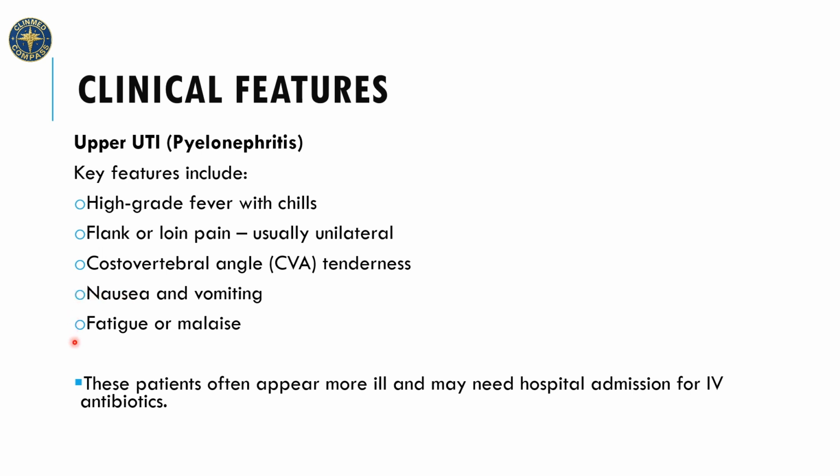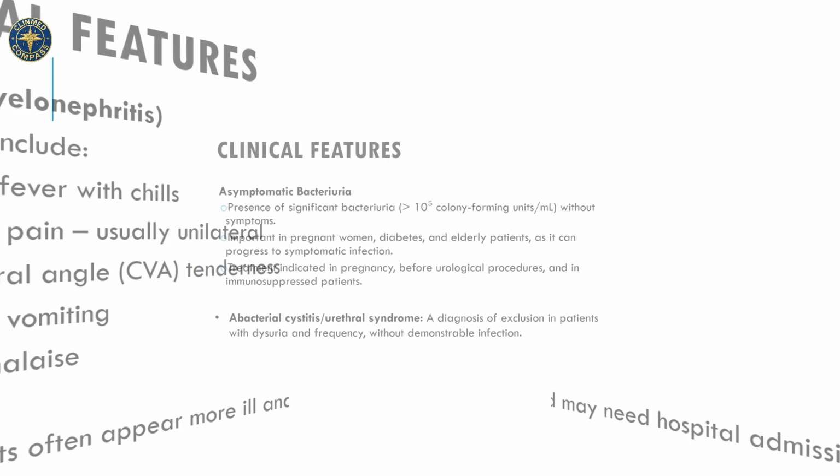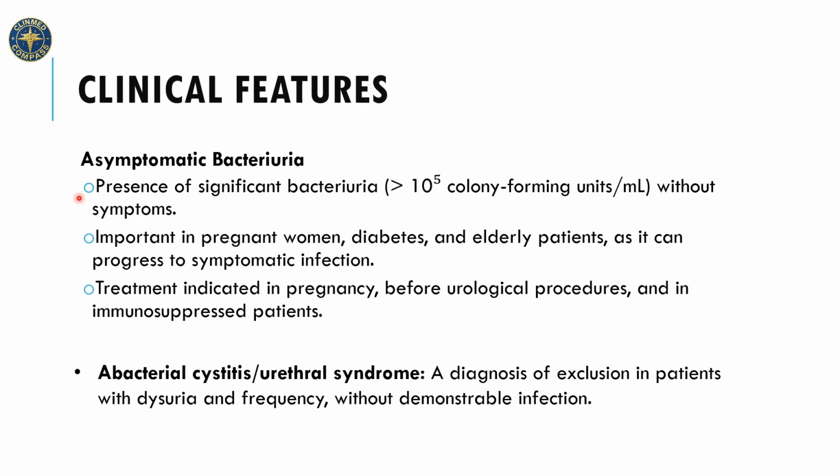These patients often appear more ill and may need hospital admissions for intravenous antibiotics. Let's look at asymptomatic bacteriuria. This is the presence of significant bacterial growth in urine without symptoms. Significant bacterial growth is greater than 10 to the power 5 colony-forming units per ml of urine. So when we have significant bacterial growth without symptoms, that is asymptomatic bacteriuria.